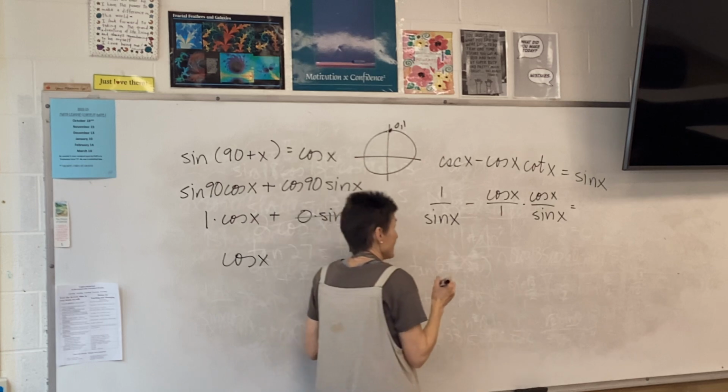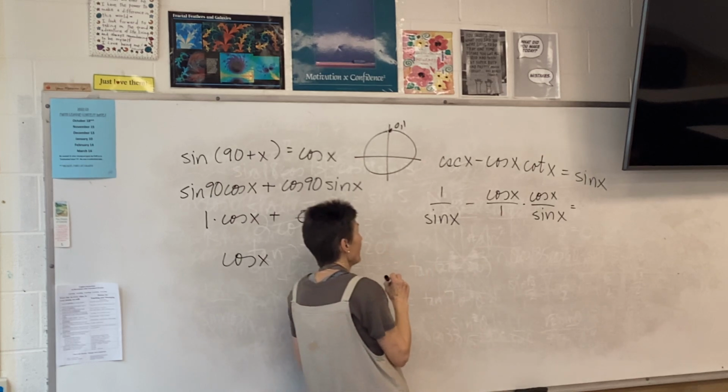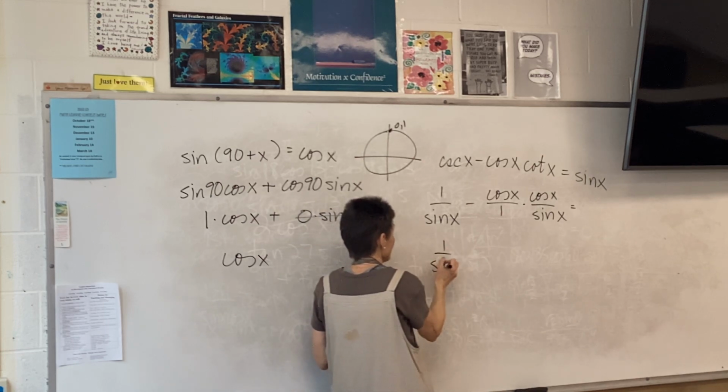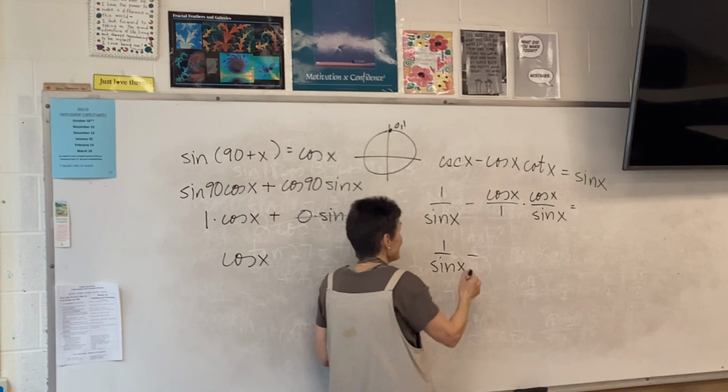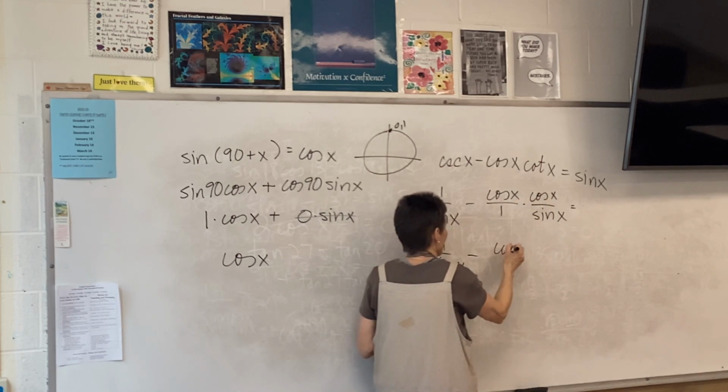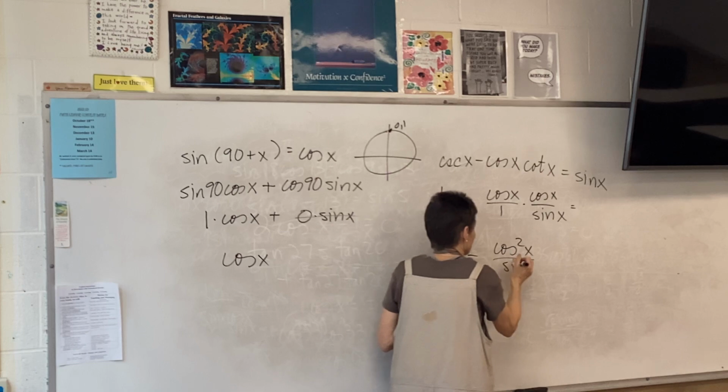Now, please don't try to cancel anything. I guess nothing cancels anyway. But what we have is 1 over sine minus cosine squared over sine.